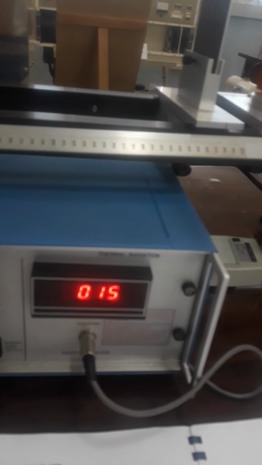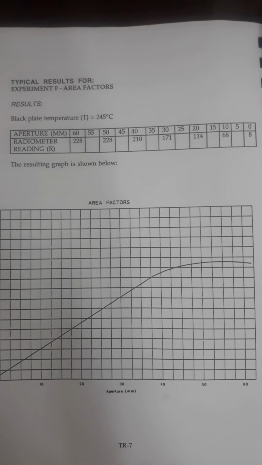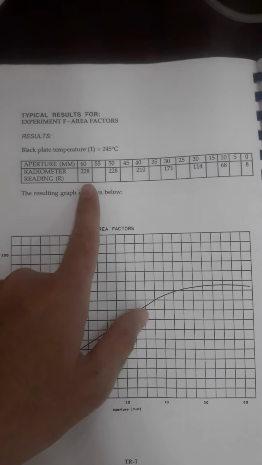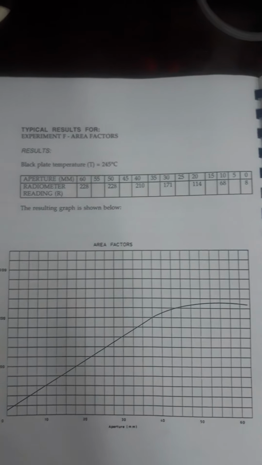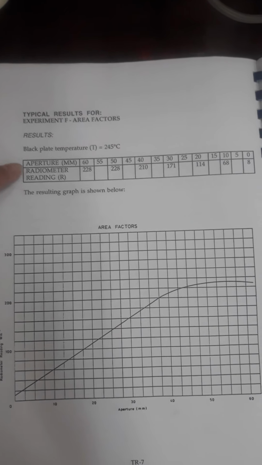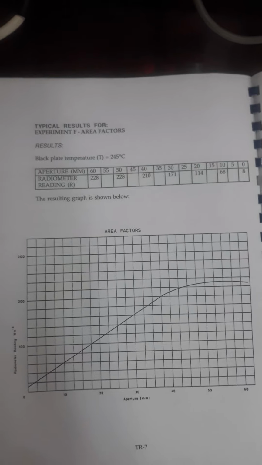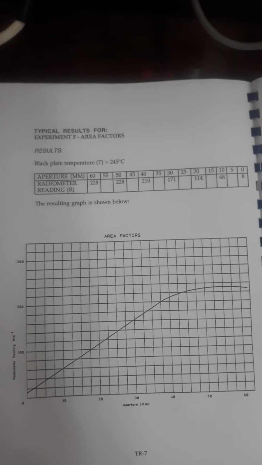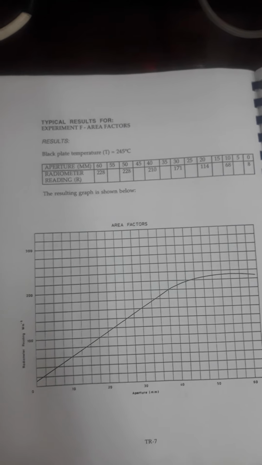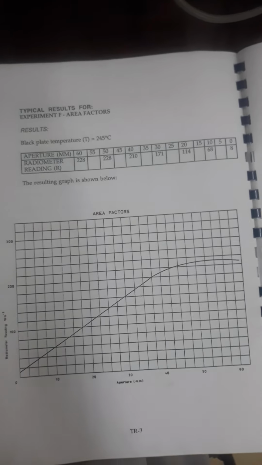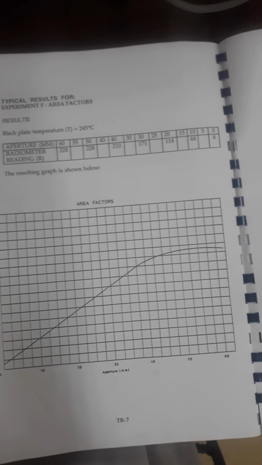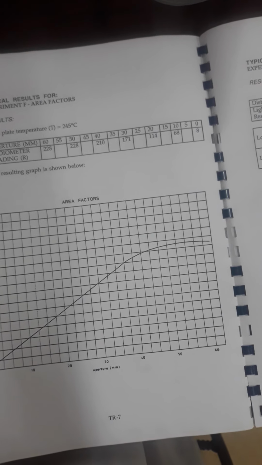Just look at the table. Above you can see the table for noting the readings. You have the aperture value. We consider the aperture values of 60 millimeter, 50 millimeter, 40 millimeter, 30 millimeter, 20 millimeter, 10 millimeter, and 5 millimeter. Whereas the temperature was 112 degrees centigrade for the second reading, and for the first reading it was, I think, 44 or 42.